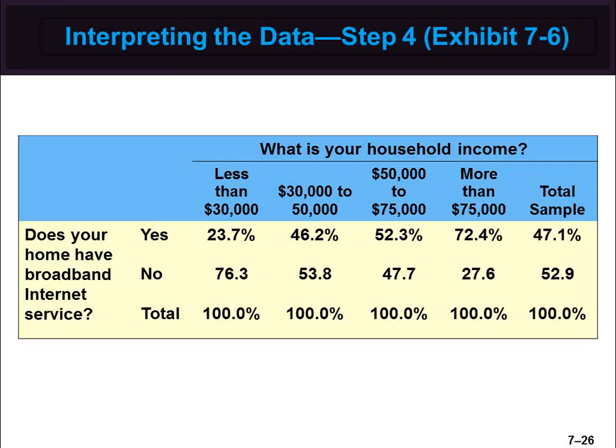An example is shown in the cross-tabulation chart here. The table shows the combined responses for two questions: what is your household income? Does your home have a broadband internet service? Among people with a household income of more than $75,000, 72.4% have broadband internet service. Among people with a household income less than $30,000, the percentage of people with broadband internet service is only 23.7%. Therefore, the cross-tab analysis shows that households with higher incomes are much more likely to have broadband internet service.